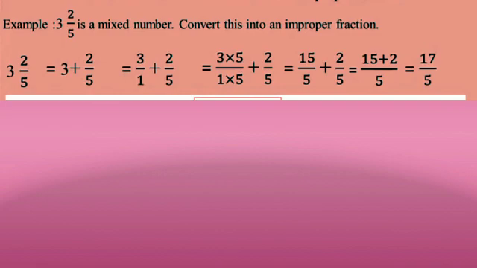Okay, let's make its denominator equal. So by the multiplication with the 5, we make the denominator equal, that is 3 5s are 15 upon 5. 15 upon 5 plus 2 upon 5 is equal to 17 upon 5. 17 upon 5 is an improper fraction. Why? Because numerator is bigger than the denominator.